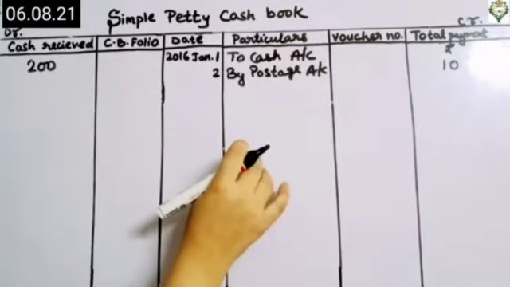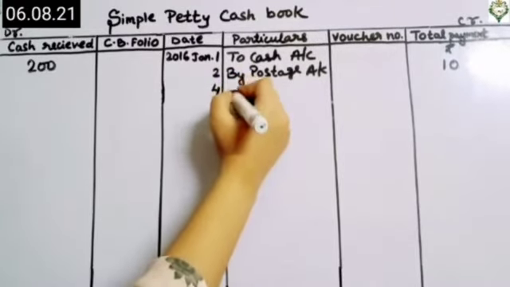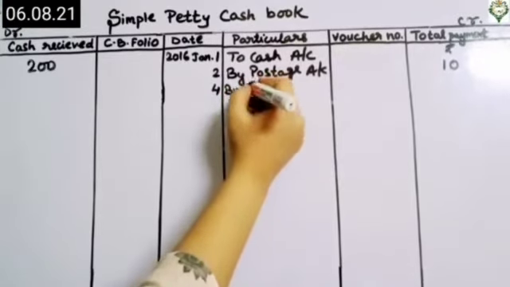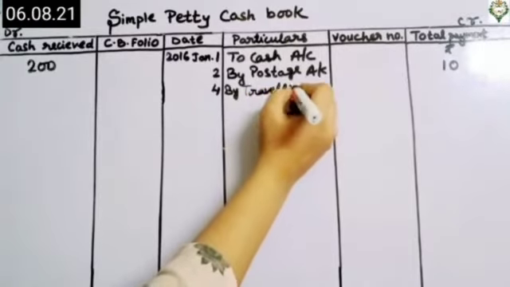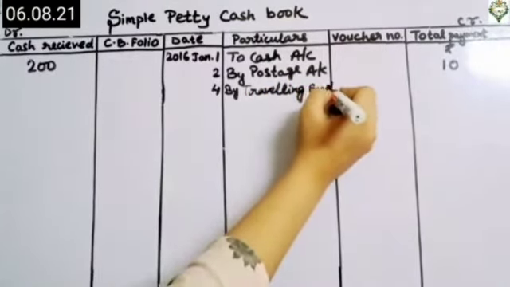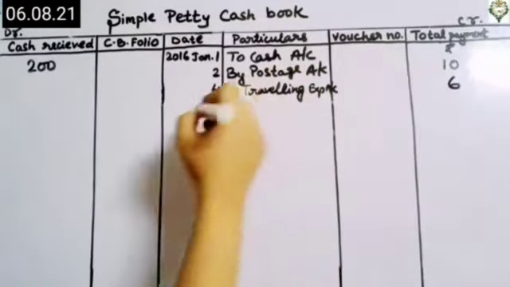Next, on 4th January, paid bus fare. So we will record here 4 and we will write by traveling expenses. Bus fare is a traveling expense, so we will write here traveling expense account. That is for 6. So we will record it here.